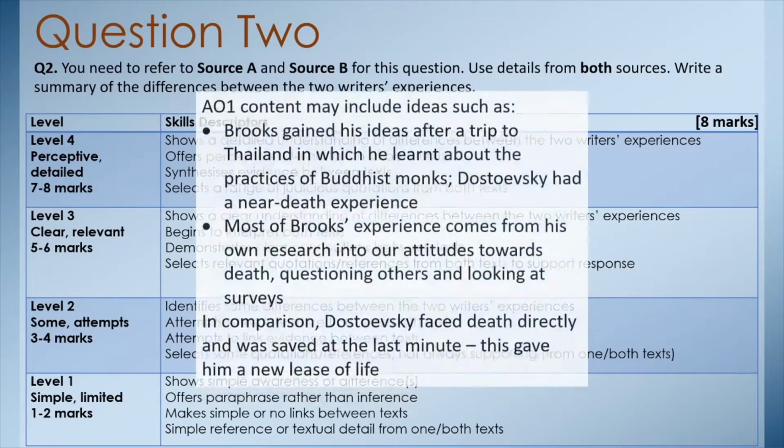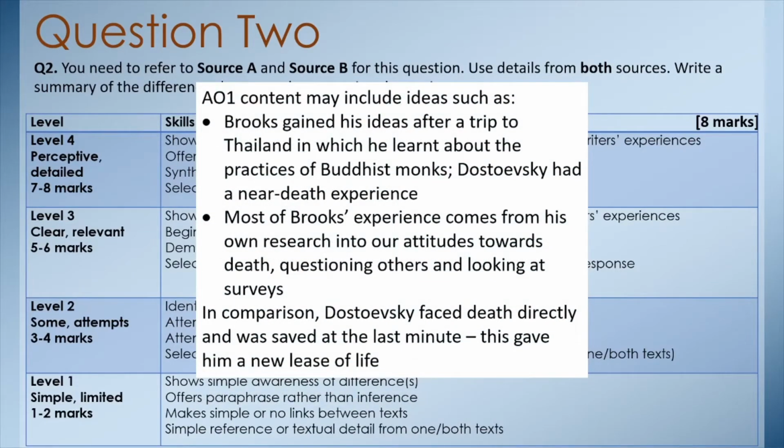Potential things you could have talked about then. Each examiner will have a list of potential responses that could have been focused on. Not to say that if you didn't talk about one of these things but talked about something else that was relevant, that wouldn't be marked. It would be, as long as it is valid and it makes sense in the context of the text that you've been given. So things you could have looked at were the idea that with Brooks in source A, he gained his ideas after a trip to Thailand, which is something I decided to focus on, in which he learned about the practices of Buddhist monks.